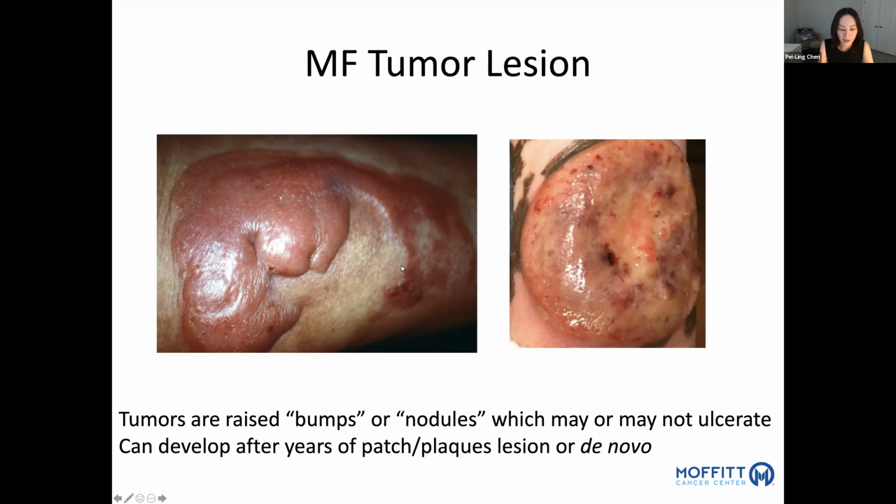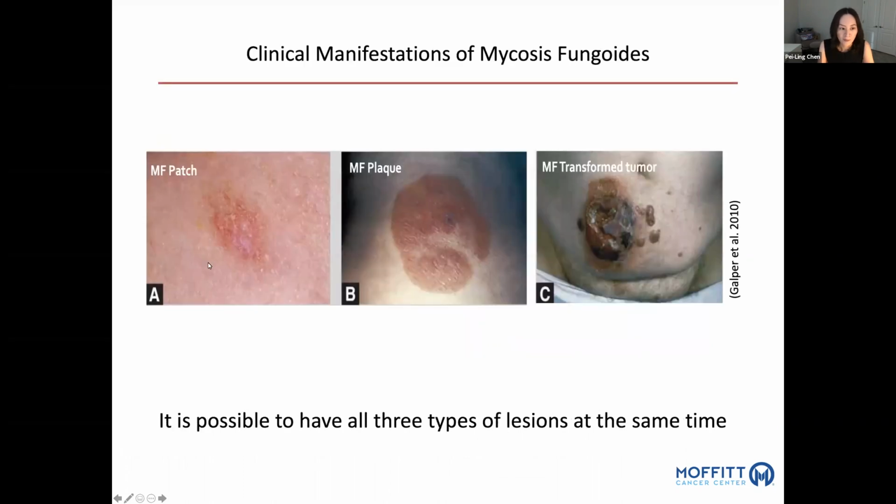Tumor lesions can develop after years of patch and plaque lesions, as they progress from patch and plaque lesions to these tumors, or they can arise de novo, meaning the patient presents without a long protracted course of mycosis fungoides patch and plaque, and just presents directly with tumors. This can happen as well. So with patch, plaque, and tumor, it is possible to have all three types of lesion at the same time.